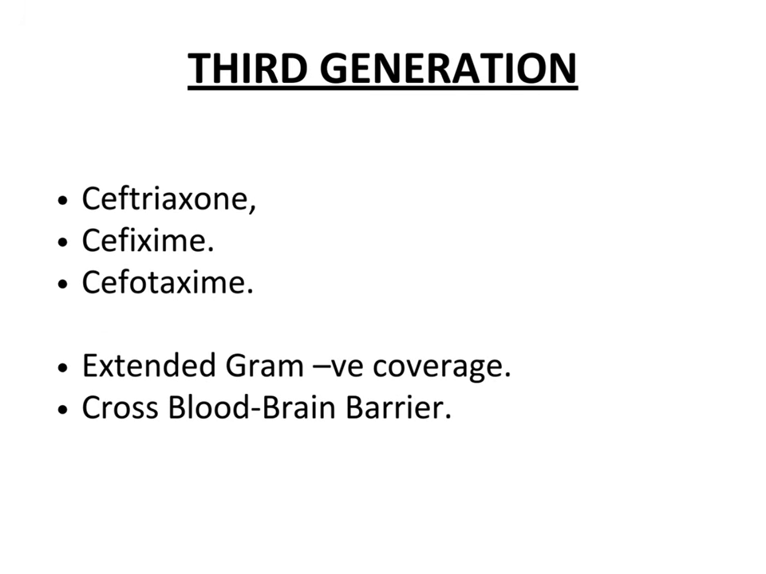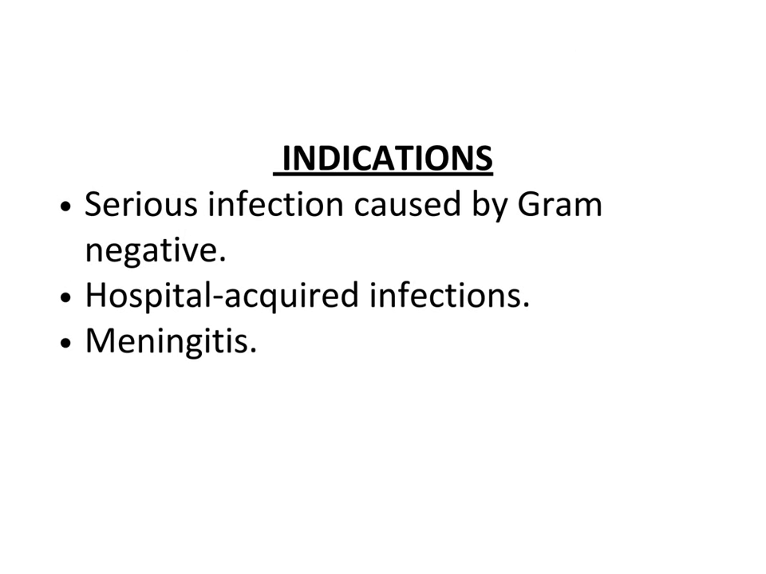Third-generation cephalosporin agents include ceftriaxone, cefixime, and cefotaxime. They have extended gram-negative coverage. Some agents can cross the blood-brain barrier. They are indicated in serious infections caused by gram-negative organisms, hospital-acquired infections, and meningitis.